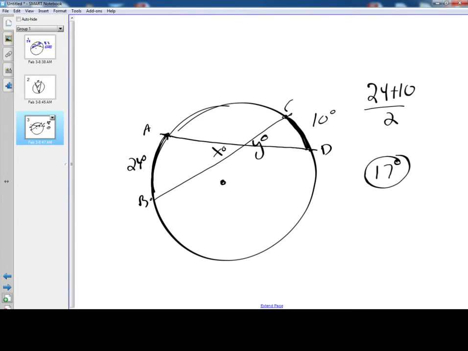That's X right here. That's X. And someone said, is that both of them? And I'm going to say, yeah, and you're going to tell me why. Why? Nice and loud. They're vertical angles. So X and Y are both 17 because they're vertical angles, and vertical angles are always congruent.